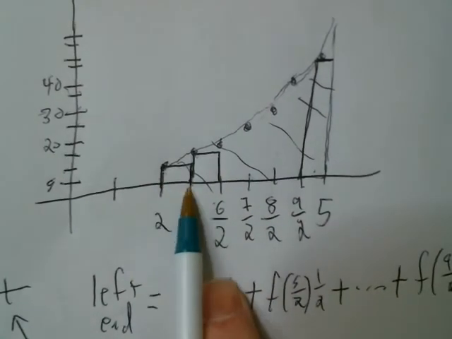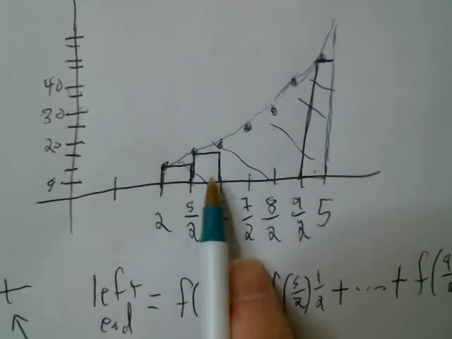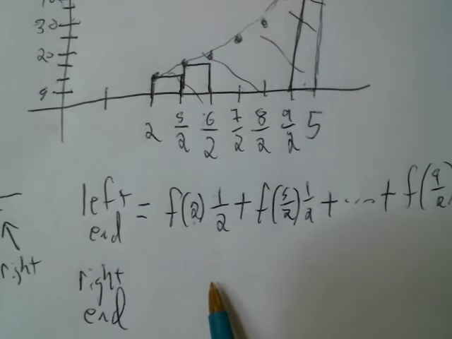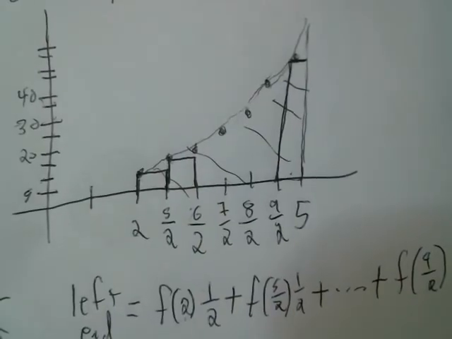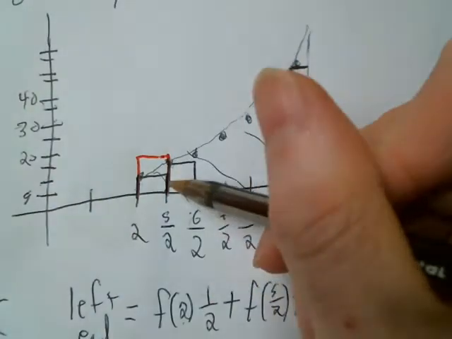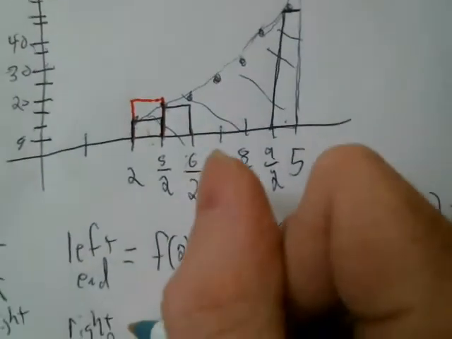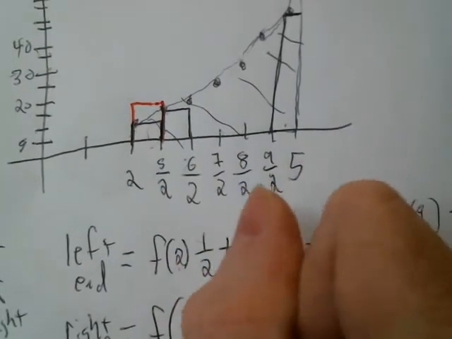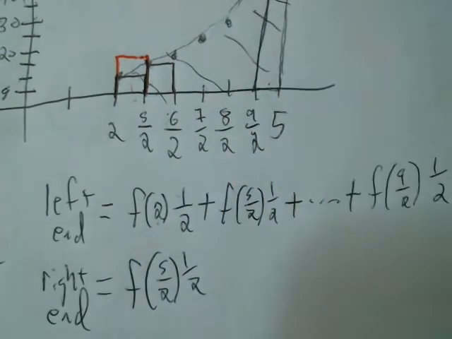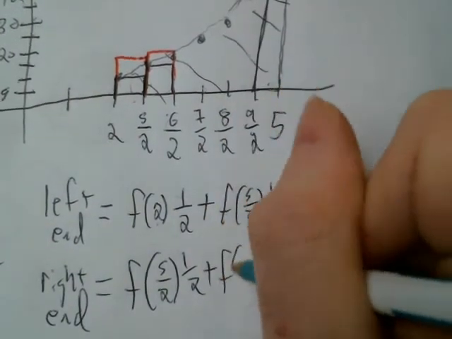The right endpoint, instead of using these points, I'm going to use, guess what, these points. So I have this one, this one, this one, this one, this one, and this one. So the sum is very similar. It's just instead of starting with this as my endpoint, I'm going to use this as my endpoint here. Okay, so f of 5/2 times 1/2 for the area underneath this rectangle. And then I'll move over to this rectangle, and its height will be f of 6/2.